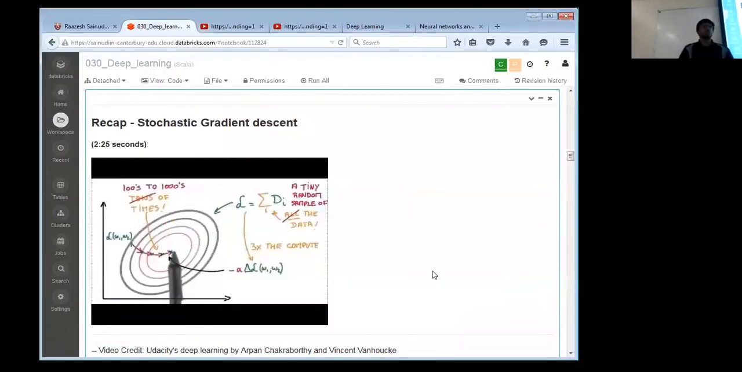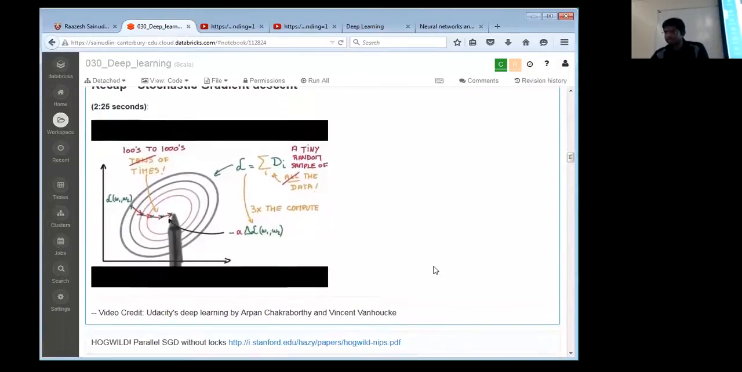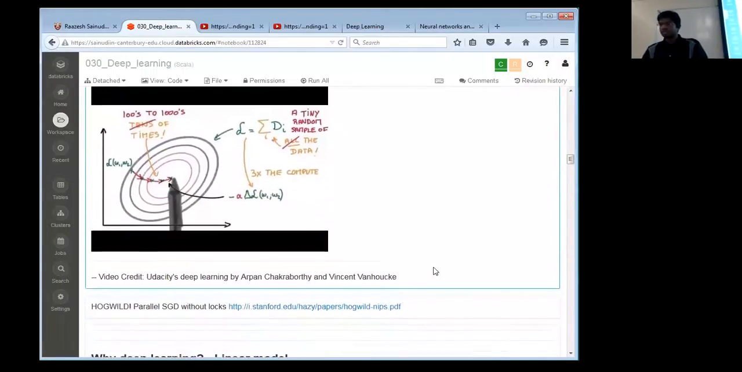Okay, so that's what we do. We don't take the full data, but we take a random sample of the data, and then we step in that direction, and that's what gives us the optimization. So instead of doing these steps, say 20 times, we do it, say 100 times. And stochastic gradient descent is used in most optimization techniques now.